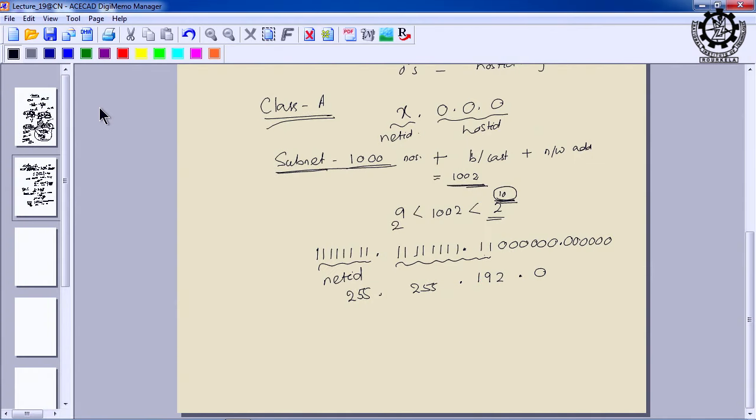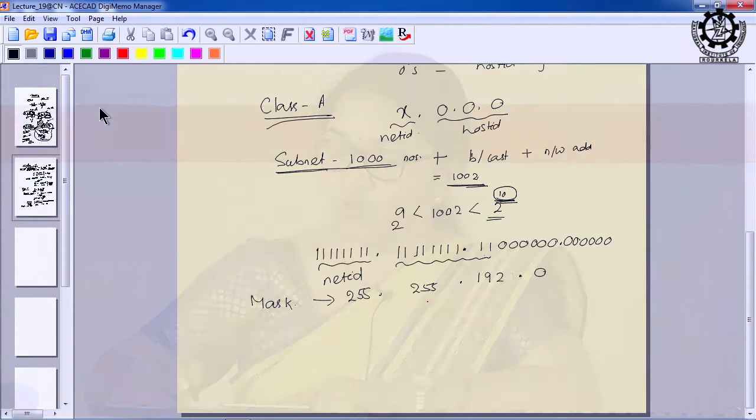Agree? 192. That means this is my mask now. This is the mask which will be operated over any IP to find out the subnet address.